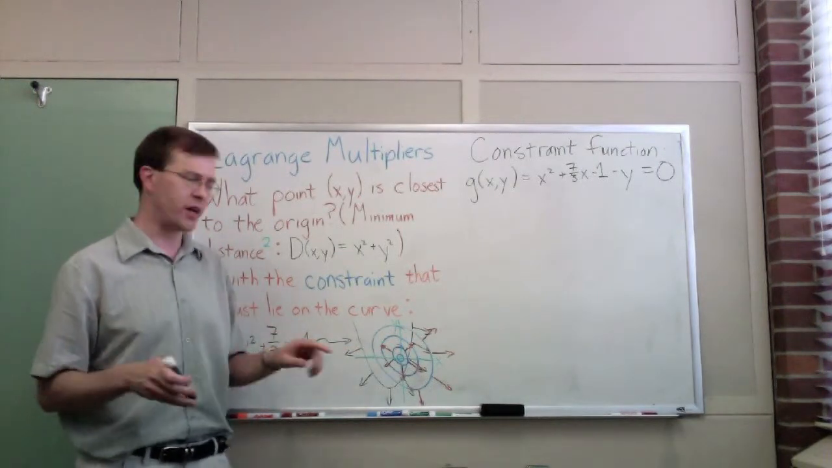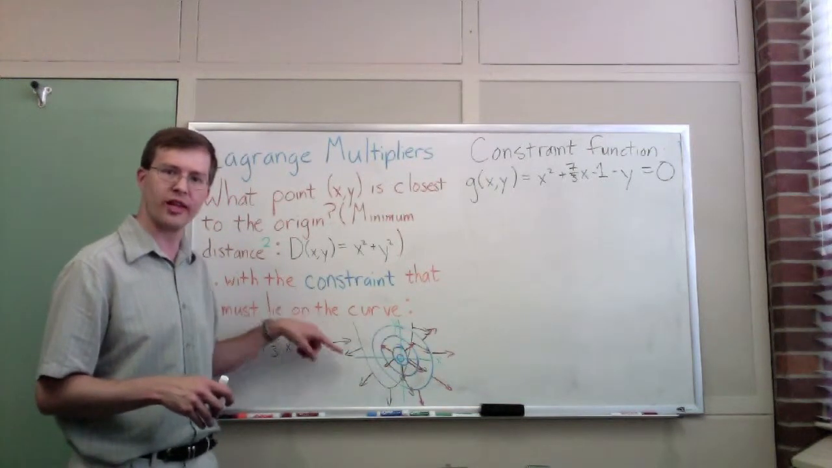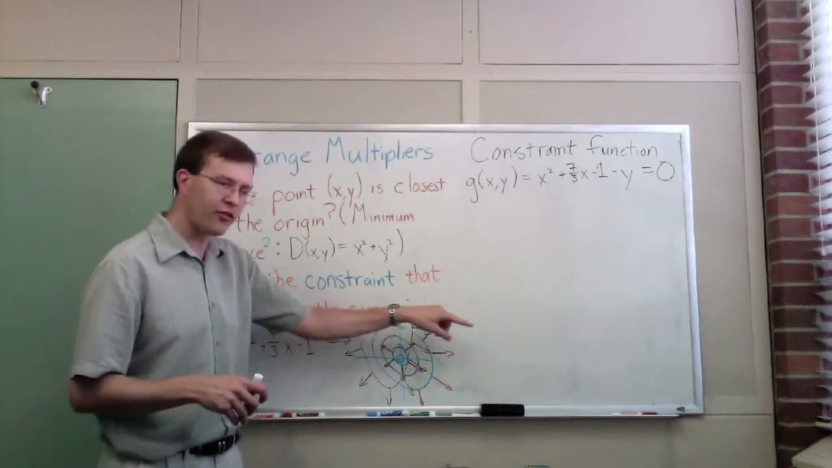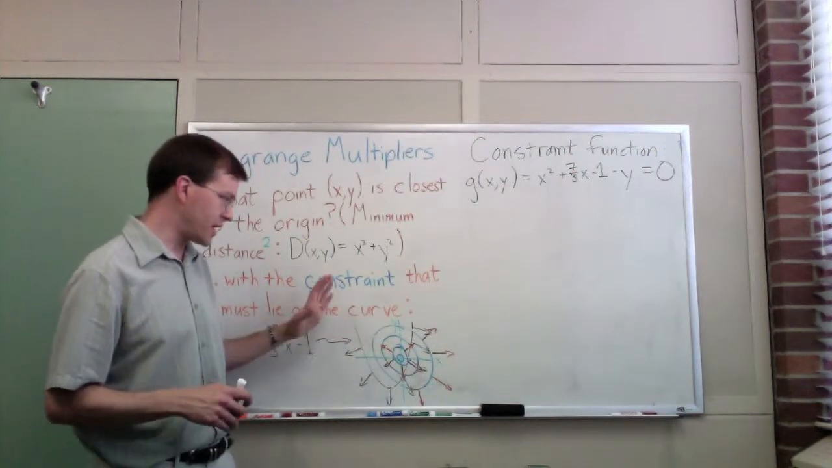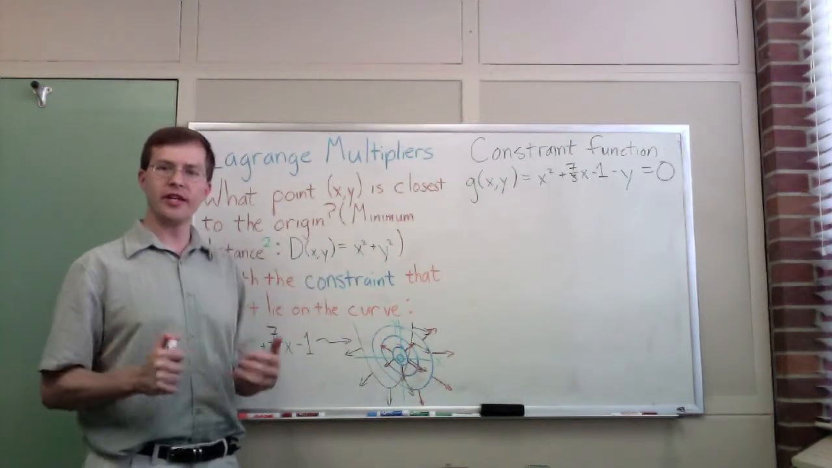And that sort of makes sense, right? Moving along the parabola, you're staying exactly at g of x and y equals 0. That's the whole point of the parabola. As I move away from the parabola, as I go perpendicular to it, that's where g of x and y is increasing.